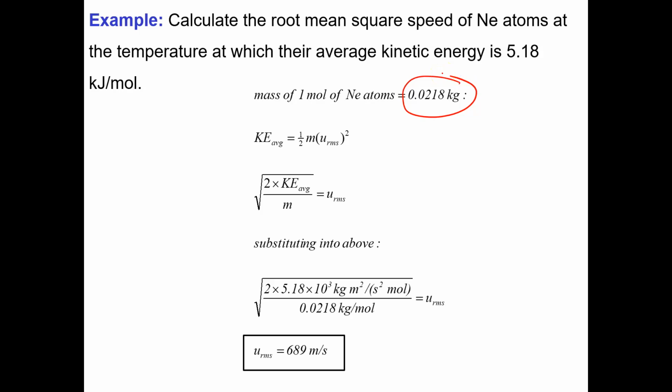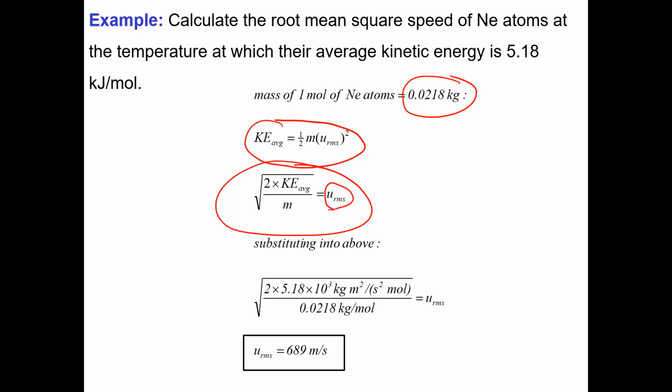First of all, we need to go to the periodic table and find the mass of 1 mole of neon atoms, and then divide that by 1,000 to get that mass in kilograms. Now, we know that the average kinetic energy is given by 1/2 m root mean squared speed squared. So, if we rearrange that formula, we can solve for the root mean square speed.